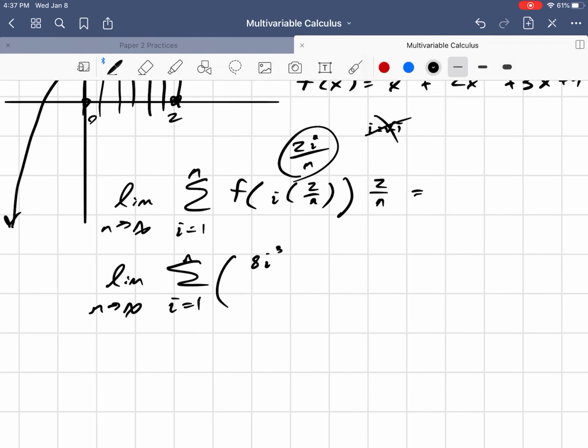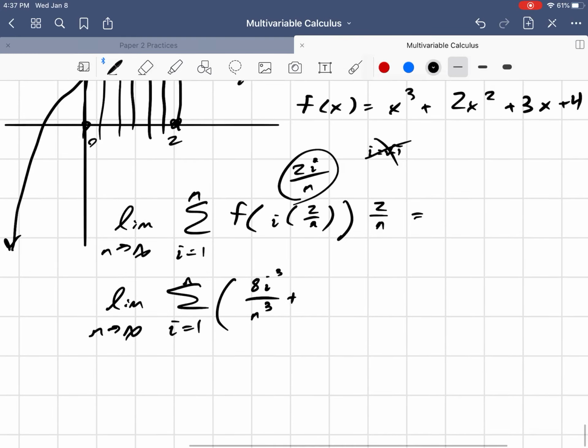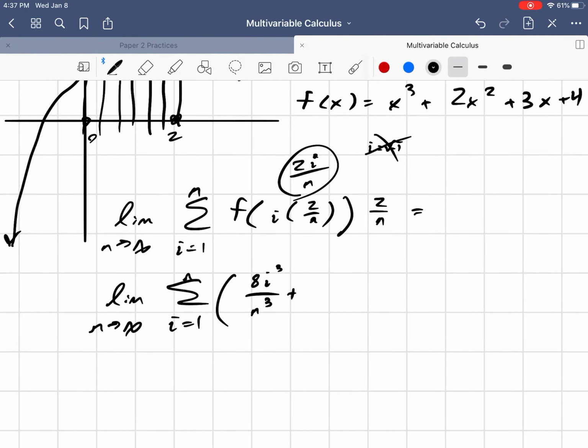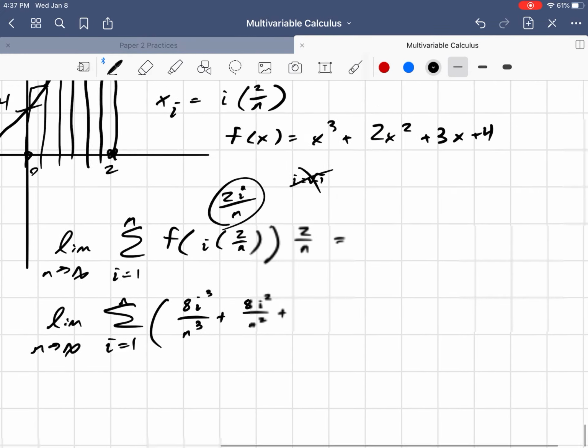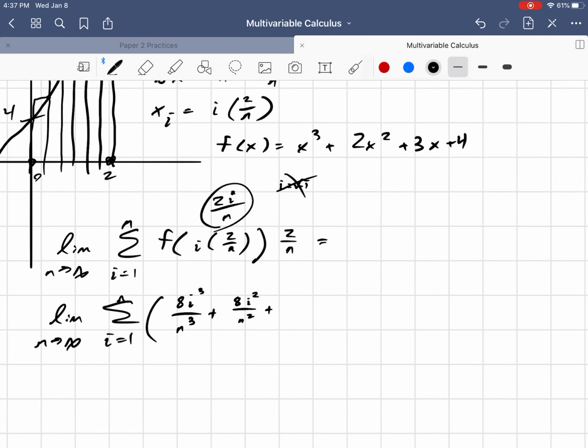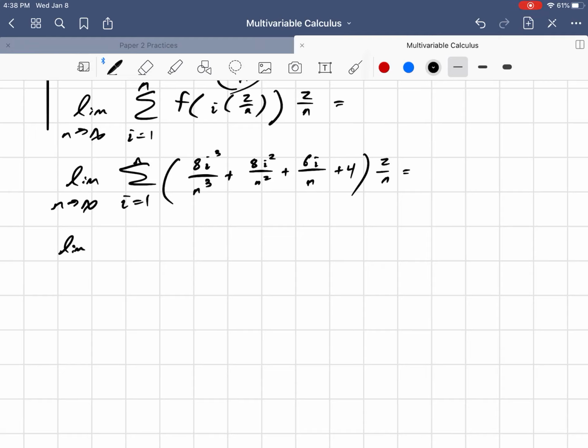Okay, so 2i over n cubed, that's 8i cubed over n cubed, plus, now we have 2i over n squared, and then we're multiplying by that 2, so we're still going to get an 8, that's going to give us 8i squared over n squared plus, now, 2i over n times a 3, that's going to give us a 6i over n plus a 4. And that's only being multiplied by 2 over n. Oh, and now we're going to have to deal with the powers of n. Okay, I'm going to multiply it out and you'll see here.